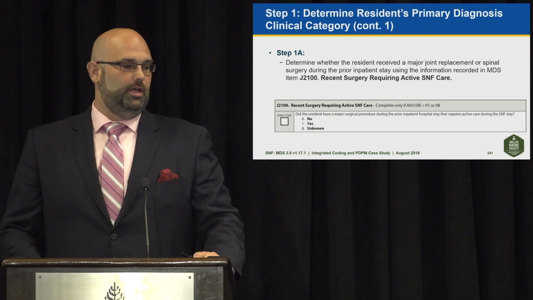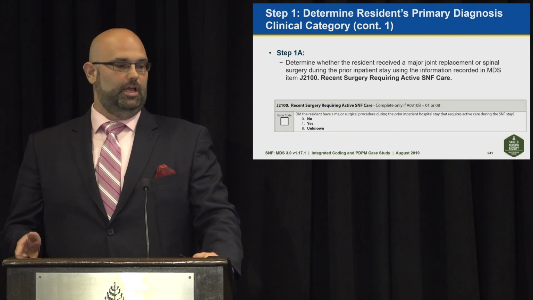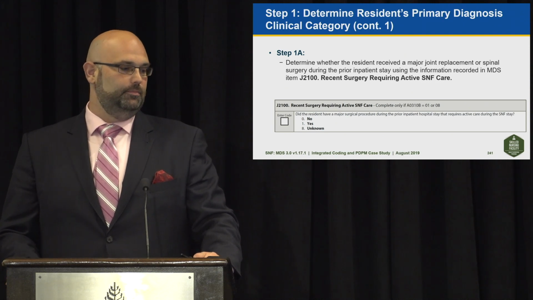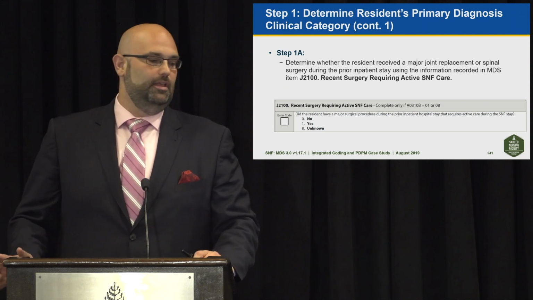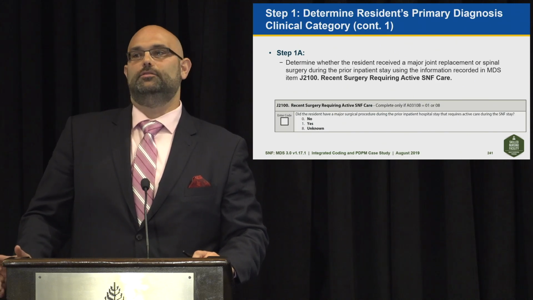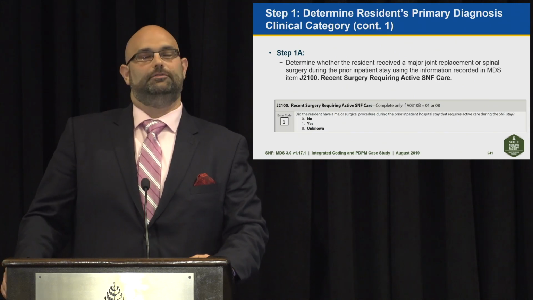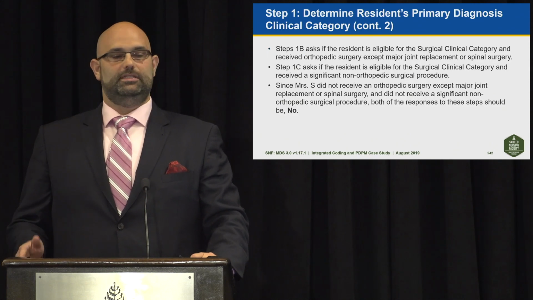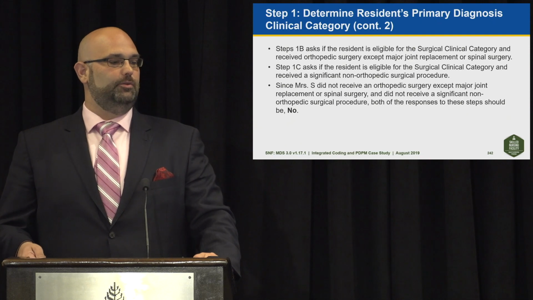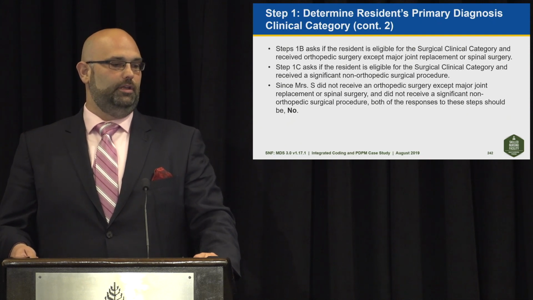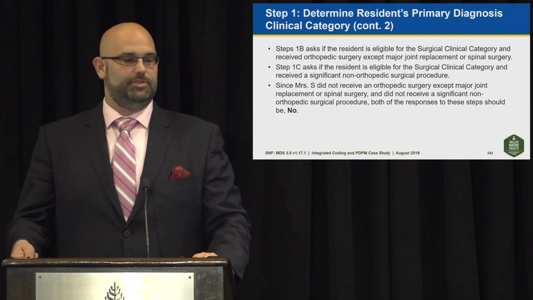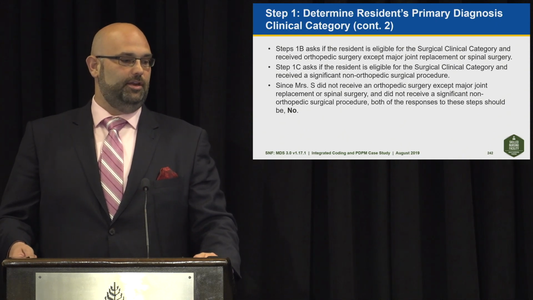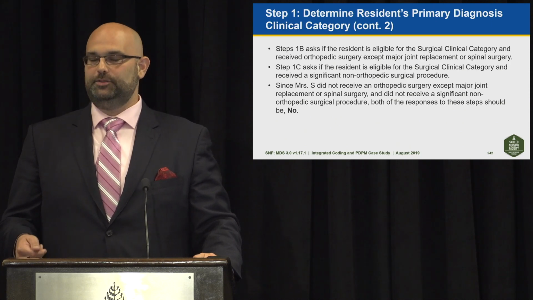Go to step 1A, which is determine if they received a major joint replacement or spinal surgery as coded in Section J, specifically J2100. And here the answer is yes, they did, so you would code 1. Steps 1B and 1C speak to whether the resident would be eligible for the surgical clinical category and received orthopedic surgery except MJR or spinal surgery. 1C is if they're eligible for the surgical clinical category and received a significant non-orthopedic surgical procedure.